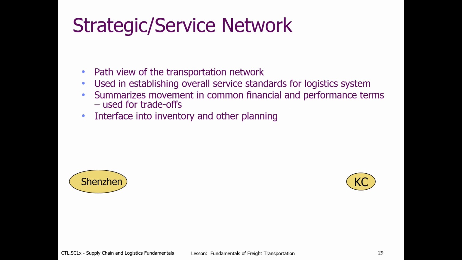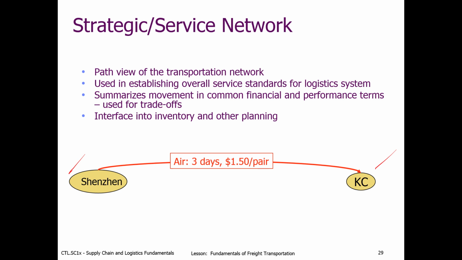Okay, the next network is the one that for planning purposes we're going to spend a lot of time on. And this is the path view. So when we're talking about shipping our shoes from Shenzhen to Kansas City, what I've got here are different options, and I've just summarized three of them. One is I could do air, and I haven't talked too much about this. It takes 3 days because it takes a little bit of time to get it there and clear customs and things. And it's about $1.50 per pair of shoes.